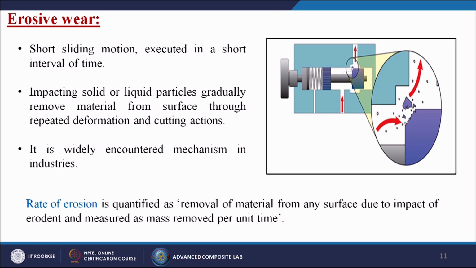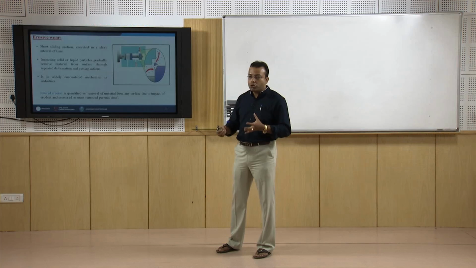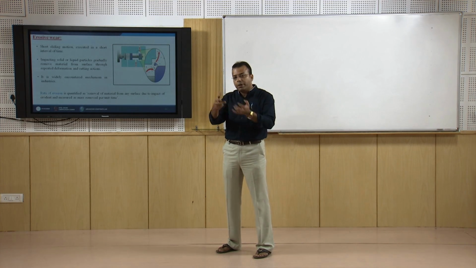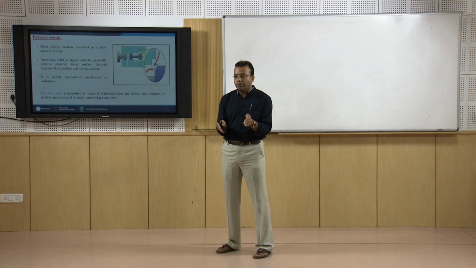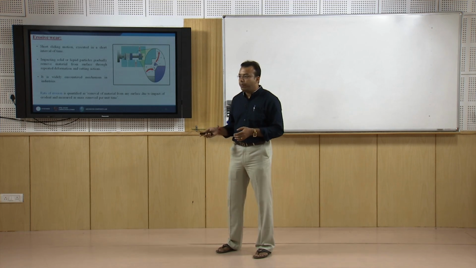Now, from here we can understand one term that is called the rate of erosion. Rate of erosion is quantified as the removal of material from any surface due to impact of erodent, and measured as mass removed per unit time. So, how much material is being removed from a particular body within a stipulated time, that is known as the rate of erosion.